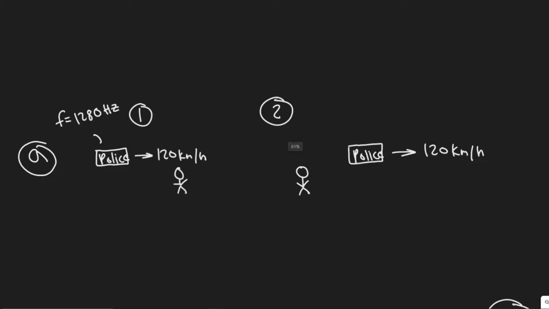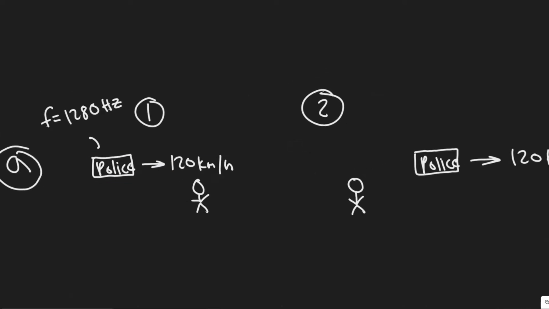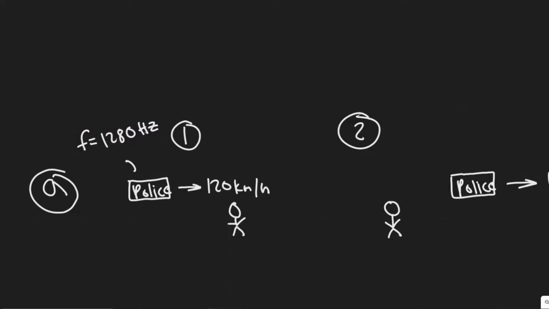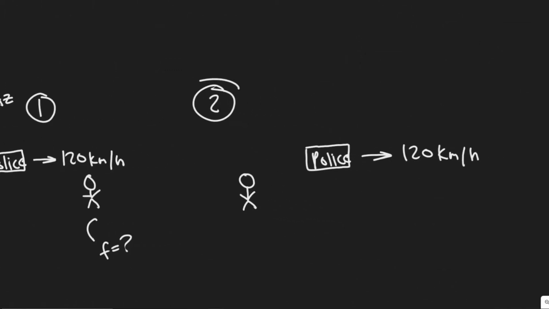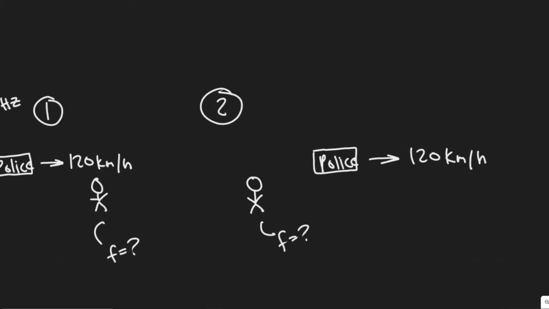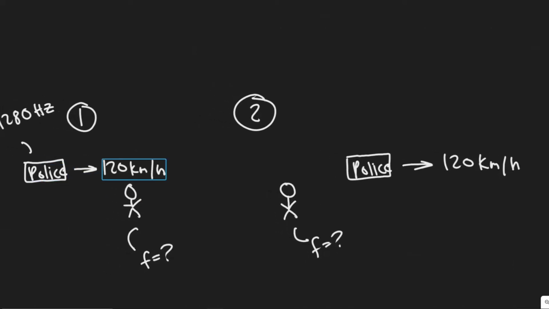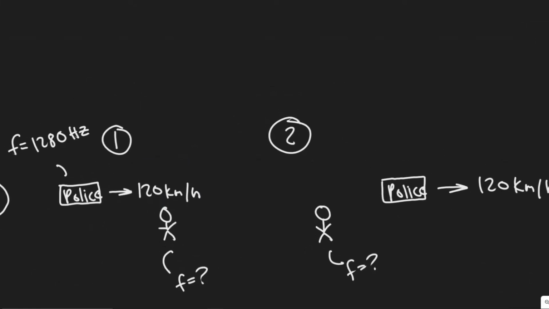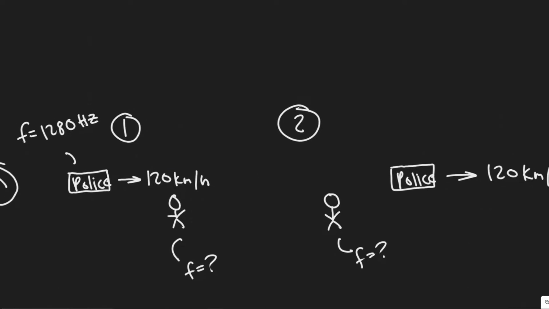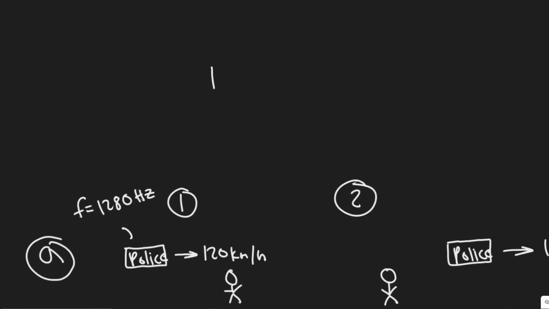So we know we have a police car traveling 120 kilometers per hour, and we know it has a frequency of 1,280 hertz. In one scenario, we're going to find the frequency that the observer hears when it approaches, and in the second, the frequency when it's going away. In order to do this, the first thing we're going to do is convert this into meters per second, just because you'll see in a second, it makes it a lot easier to solve. So let's start with that.